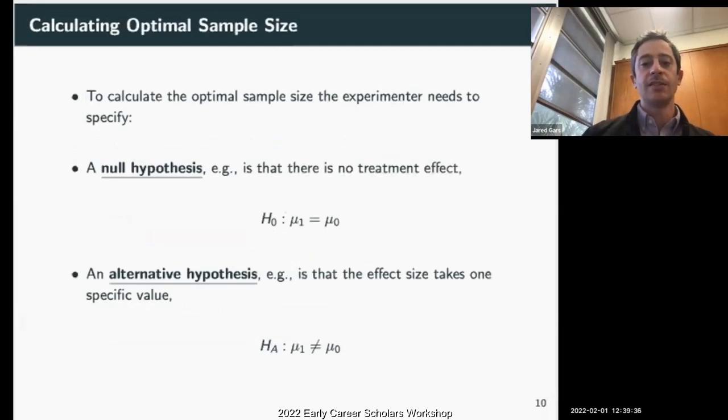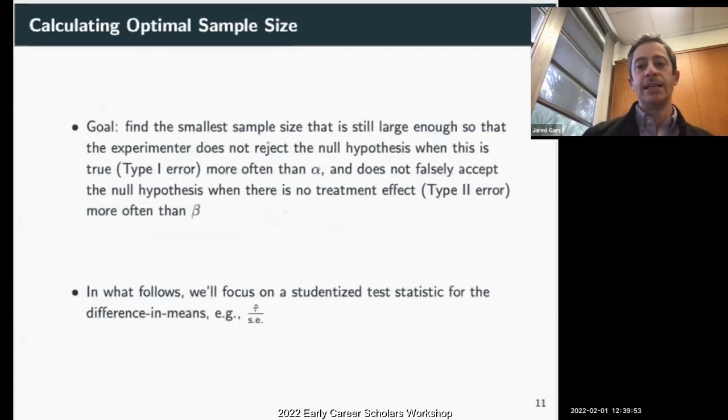So let's move forward to the mechanics of how to calculate your optimal sample size. So you're going to need to specify your null hypothesis. Generally, that's of no effect, and then your alternative hypothesis. And that's going to take a specific value. And then the goal is to find the sample size needed that you do not reject the null when it is true, the true outcome, more often than alpha. So that is to have enough statistical significance to detect the true nulls. And then we also need to balance that with not falsely rejecting the null hypothesis when there is no treatment effect. So in what follows, we're going to focus on this studentized test statistic for difference in means, which we generally use for estimating our treatment effects.